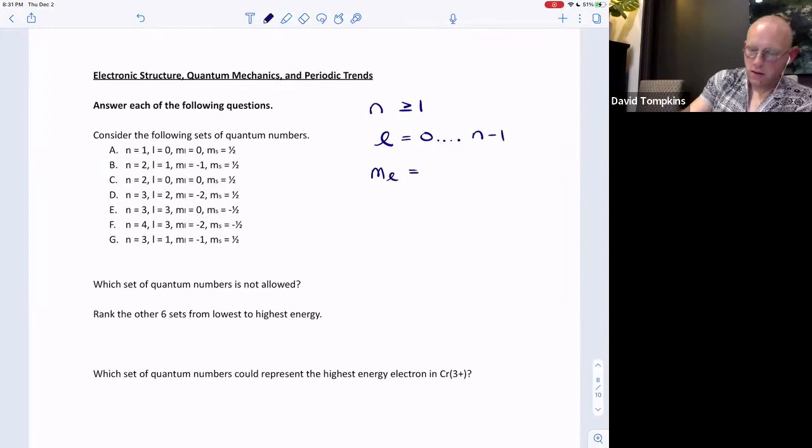M sub L can go from negative L all the way to positive L. And it can be 0 as well.